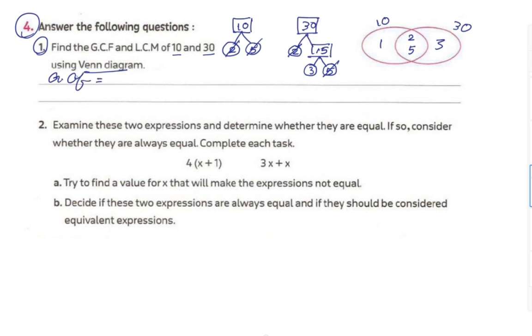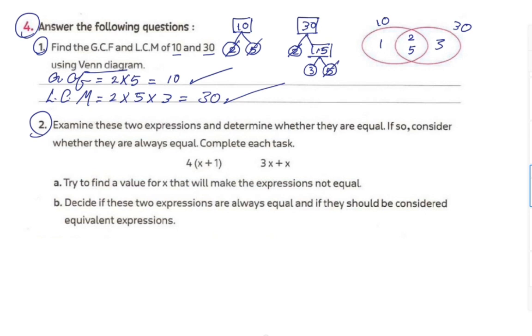Now I need to find the GCF. The GCF comes from multiplying the common factors. Where are the common factors? 2 and 5. So 2 times 5 equals 10. That's the first part. Second part, to find the LCM, you will take all factors. There is no effect of 1 when multiplying numbers. Now I have 2 times 5 times 3 equals what? 2 times 5 equals 10. 10 times 3 equals 30. So 30 is the LCM.